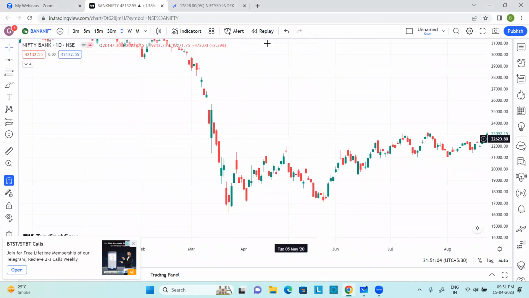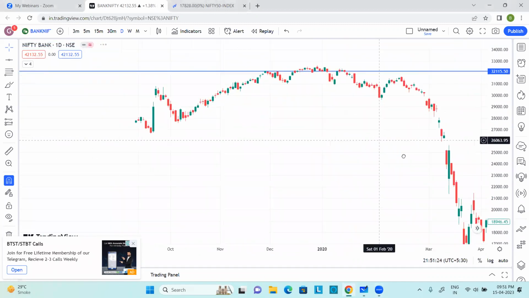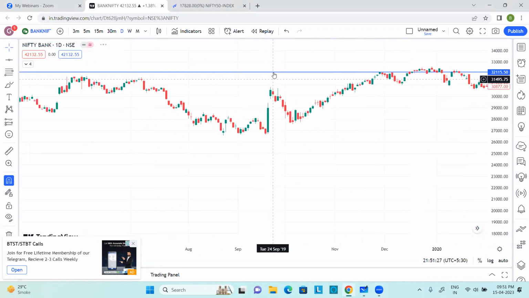This is also exhaustion. You can see here. This is the exhaustion. If you go back and see, there will be a support. This is also exhaustion. You can see, because there is a resistance here. What a beautiful exhaustion.